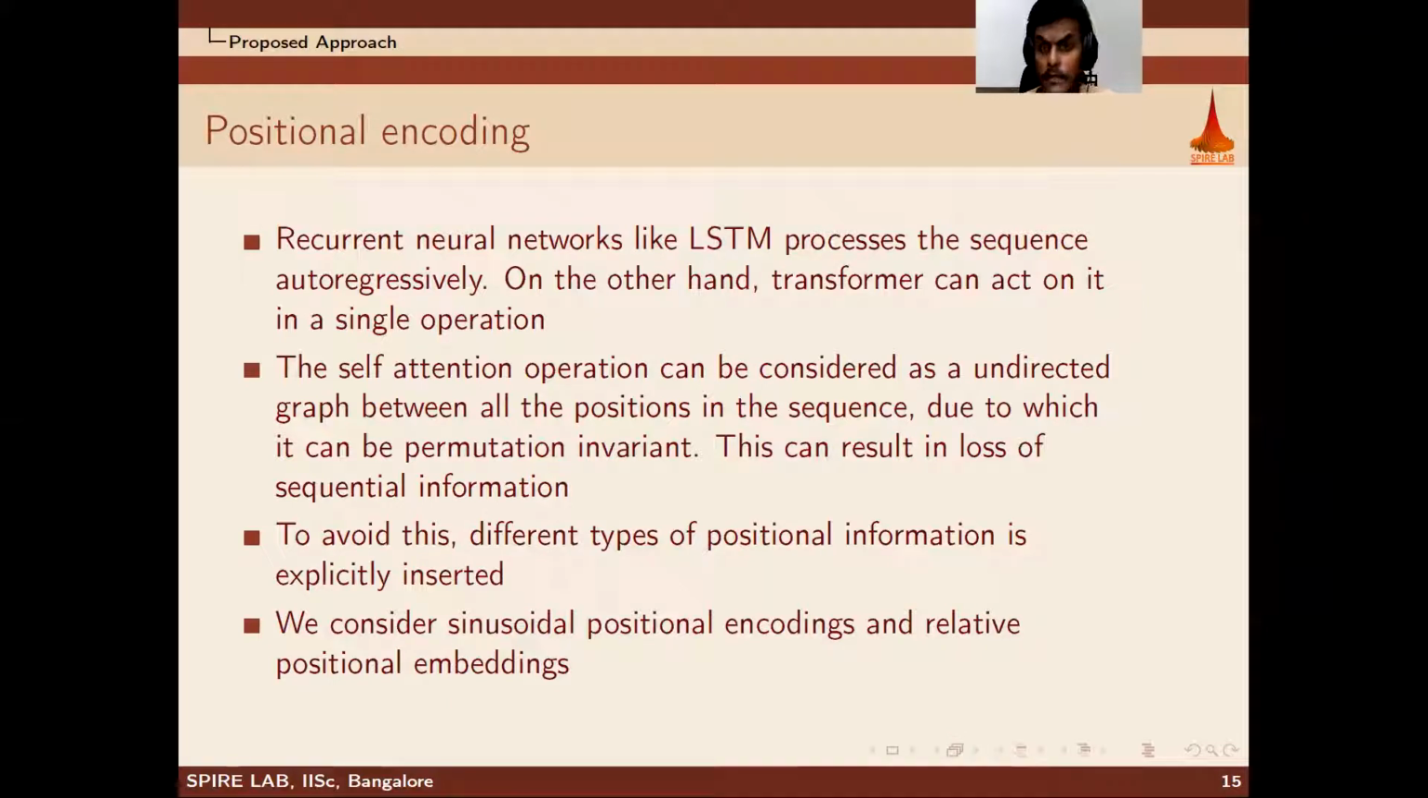The self-attention can be considered as an undirected graph between all the positions in the sequence, and due to this, it can be permutation invariant. And this can result in a loss of sequential information. So in order to avoid this, different types of positional information are explicitly inserted. We considered sinusoidal positional encodings and relative positional embeddings.